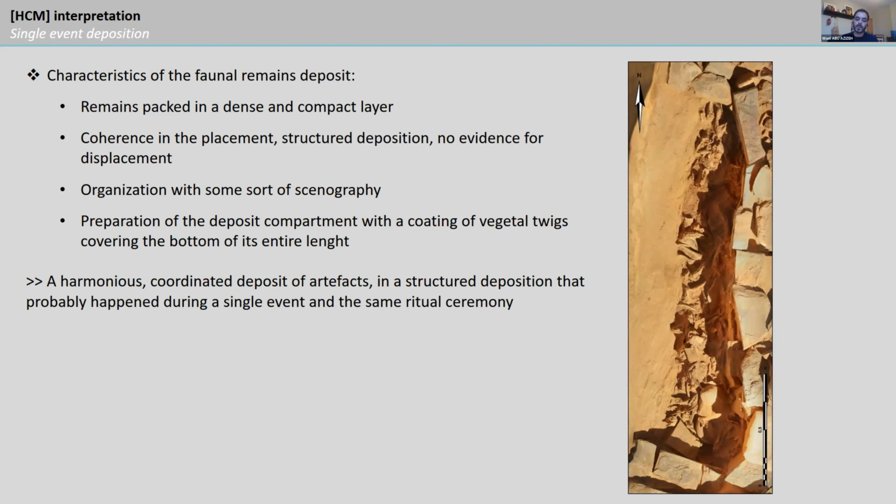All these clues reflect a harmonious, coordinated deposit of artifacts in a structured deposition that we believe probably happened during a single event and during the same ritual ceremony.